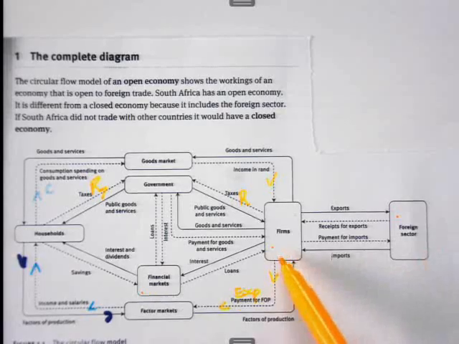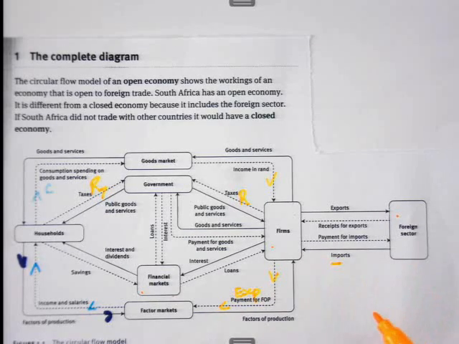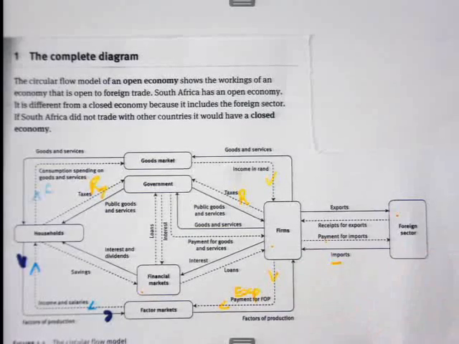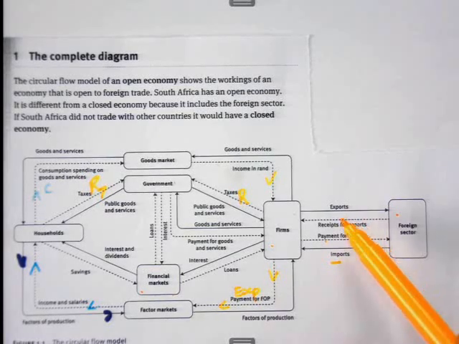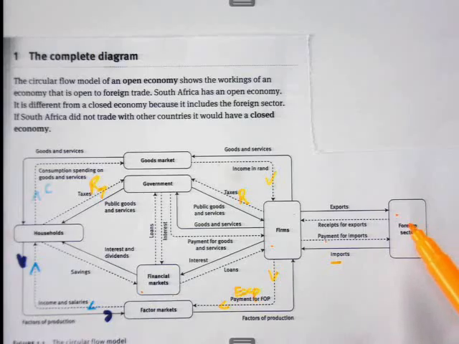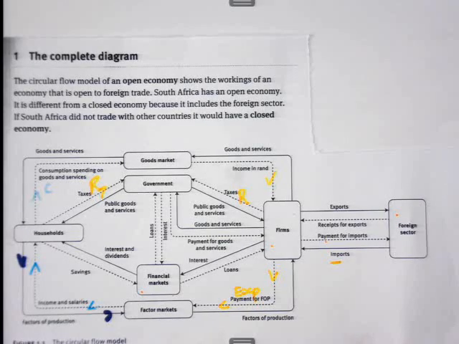The firms also buy from the foreign sectors. And when firms buy from the foreign sectors, we say that the firms have imported from other countries, and therefore they must make a payment. And what do we use when we make a payment for imports? We use the very foreign earnings, the currencies that were paid by the foreign sectors. We use the same currency to pay for what we import in the country.